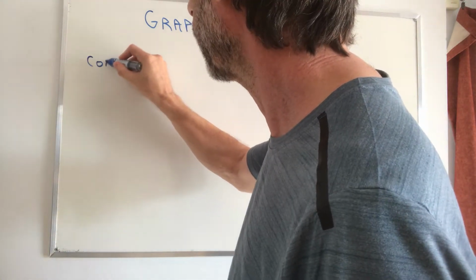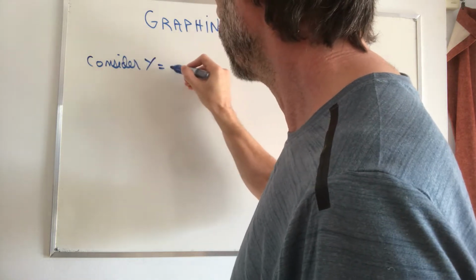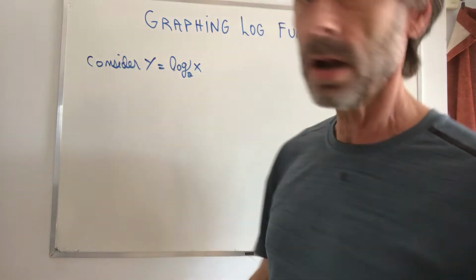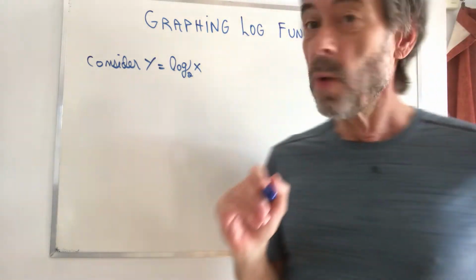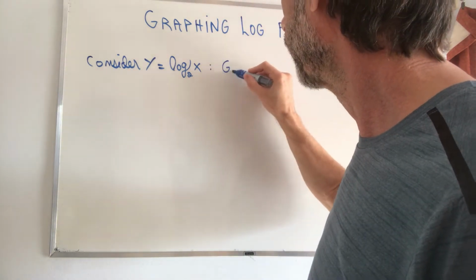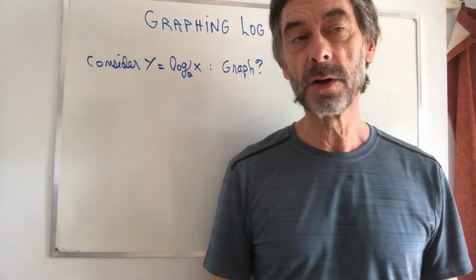So consider y equals log base 2 of x. What's the graph of this? What does it look like?